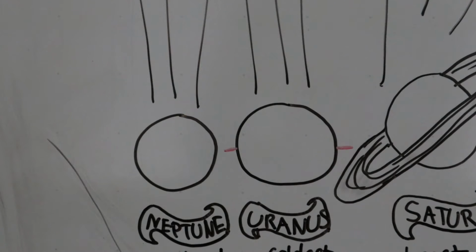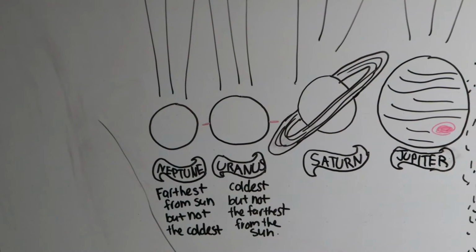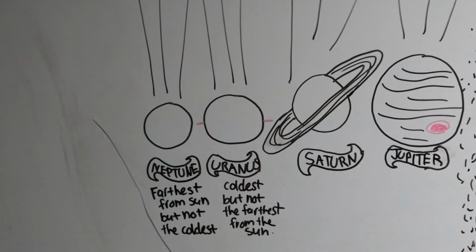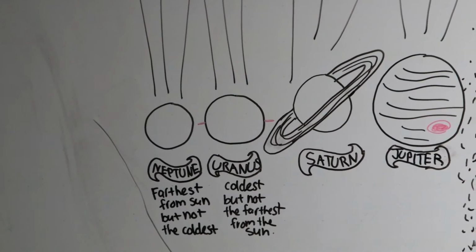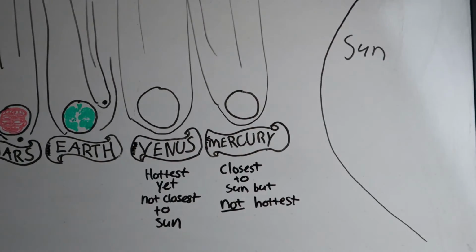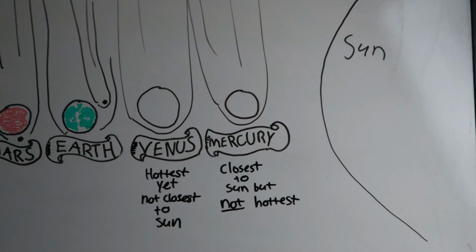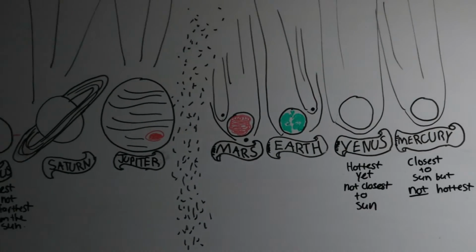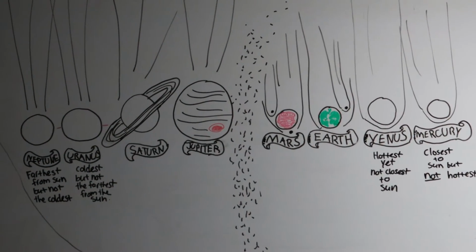That's the axis. It rotates on its side. And that's why Neptune, although it's the farthest from the sun, is not the coldest. And Uranus is the coldest, but it's not the farthest from the sun. This is a mirror of Mercury and Venus. What is this pattern? Why is it there?